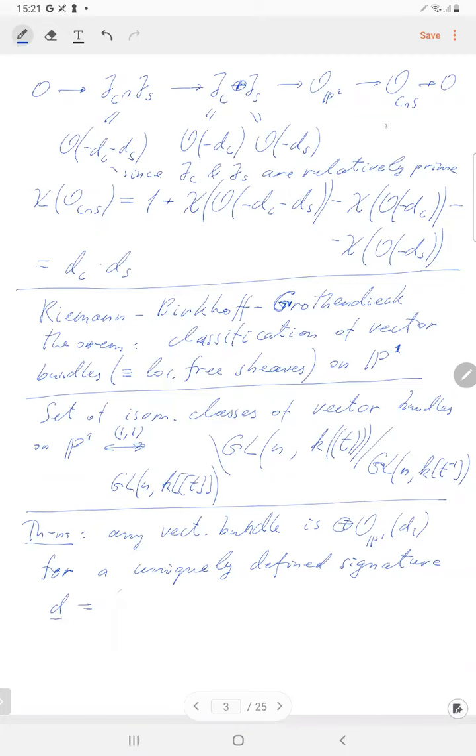D1 is not smaller than D2, not smaller than so on, not smaller than Dr. So r is the rank of our bundle. These are certainly integers, a non-increasing sequence of integers. If they are all positive, then that's called a partition, right? But now they're not necessarily positive. Some may be positive, some negative, and this is called a signature. The terminology is due to Hermann Weyl. Okay, so now let's go and prove it.